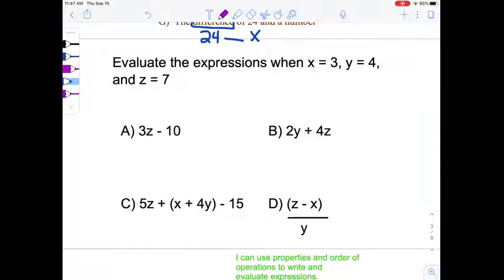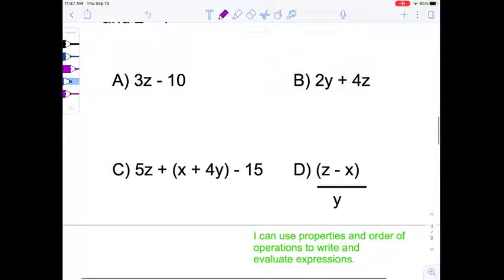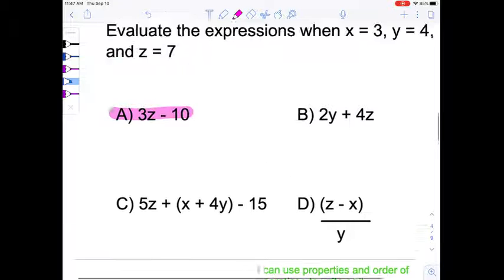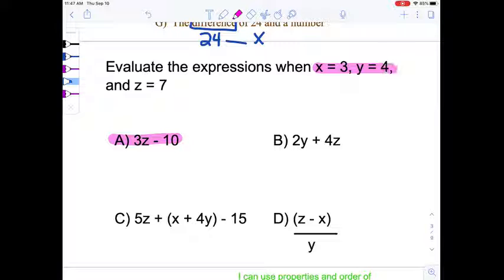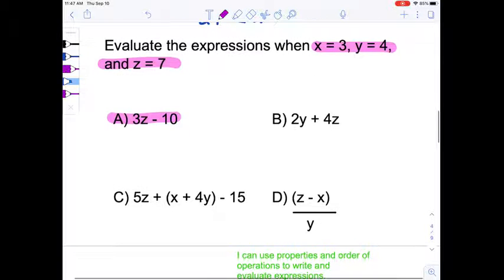All right, the next ones at the bottom, you're going to have to write these problems in. First one is A, 3z minus 10. Ooh, and it would also be very important at the top, I would write these in as well. It says evaluate the expression when x equals 3, y equals 4, and z equals 7. So what we're going to do is plug in the numbers for those variables, and then we're going to solve using order of operations.